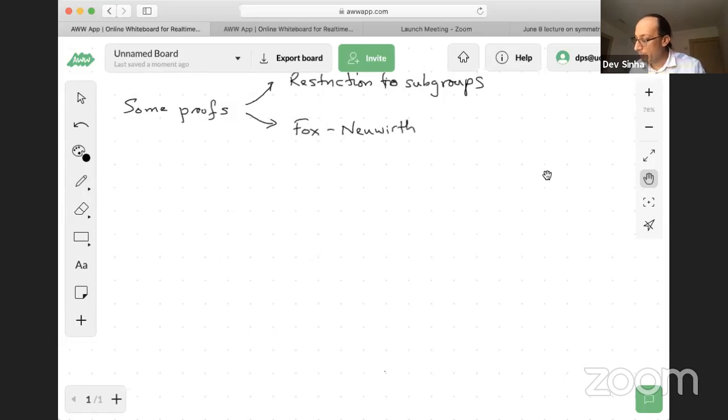Fox-Neuwirth cell structures, which give rise to really resolutions in algebra. And these have come up in the infinity category world now. So all the better to say something about them if we can. But let's talk about restriction to subgroups.